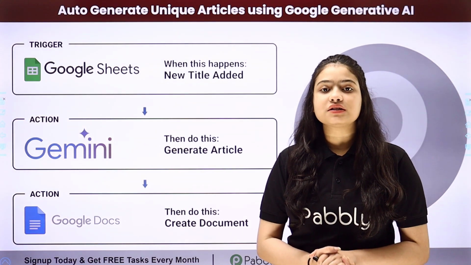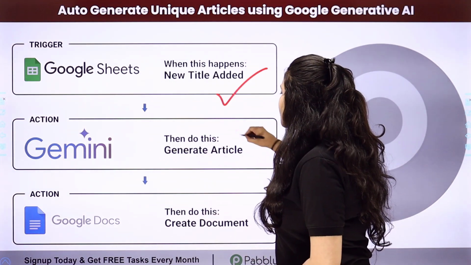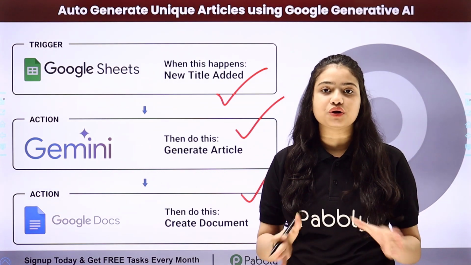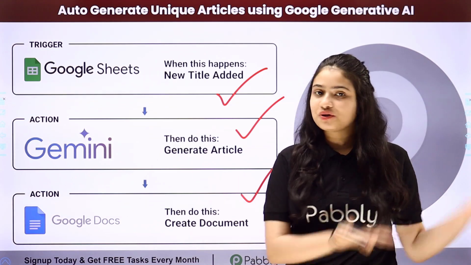Pabbly Connect works on two principles, trigger and action. So we are going to take Google Sheets in our trigger and Gemini and Google Docs in our action. And we are going to connect all of them by using Pabbly Connect in order to automate this entire process. And to learn the entire automation step by step, let me take you all to my screen.